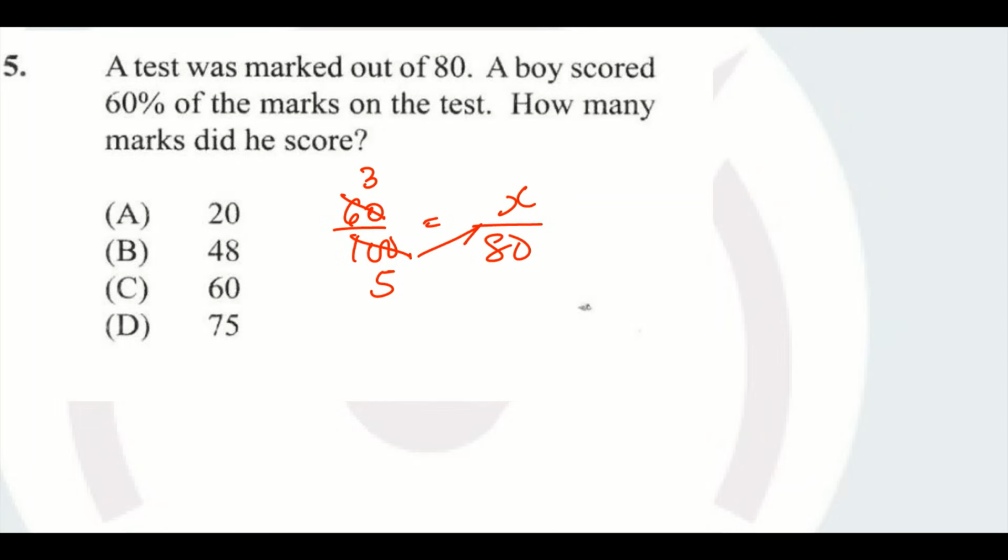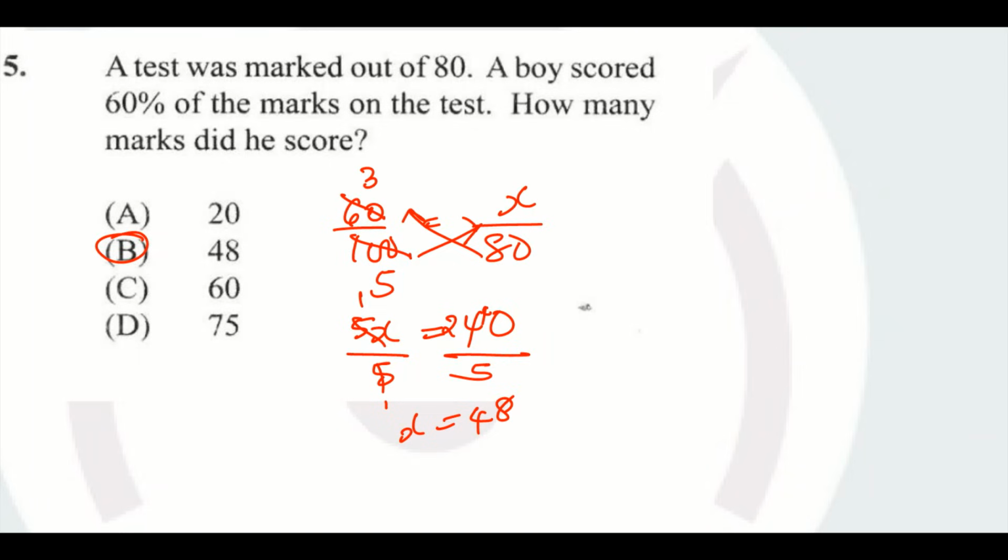We can apply the concept of cross multiplication. So 5x is equal to 3 times 80, and 3 times 8 is 24. So we get 240. To solve for x, we're going to divide both sides by 5. So 5 into 24 goes 4 times, remainder 4. And 5 into 40 goes 8 times. So x is equal to 48. So hence 60 over 100 is equivalent to 48 over 80. So our answer would be A.